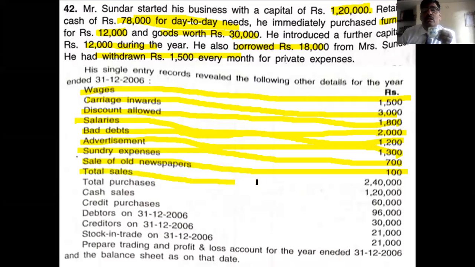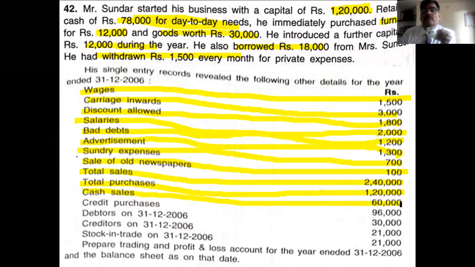Then total sale goes to trading account. Total purchase goes to trading account. Cash sale goes to cash book receipt side. Therefore, you have to make the difference.